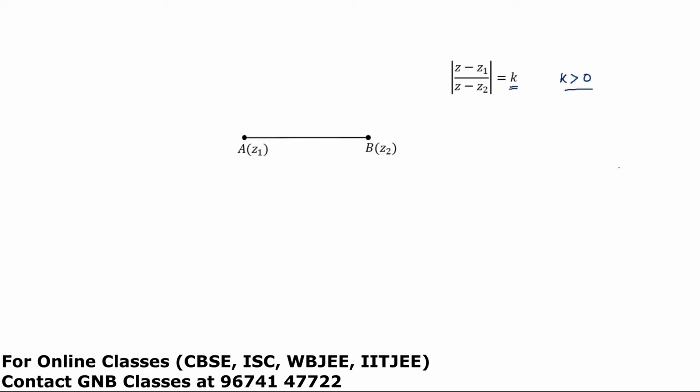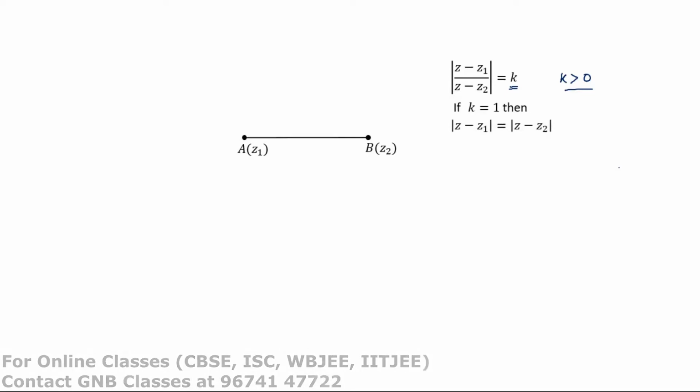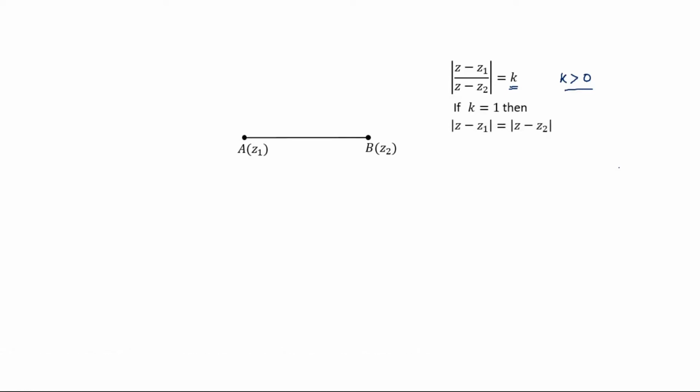Let me join AB. Now if k is 1, then we have mod of z minus z1 equals mod of z minus z2. And as we all know, I have already discussed this in my Locus lecture. Those who have not seen it, the link has been given in the description box, so you can check it. So when mod of z minus z1 equals mod of z minus z2, then z lies on the perpendicular bisector of the line joining z1 and z2, correct? This is one case when k equals 1.